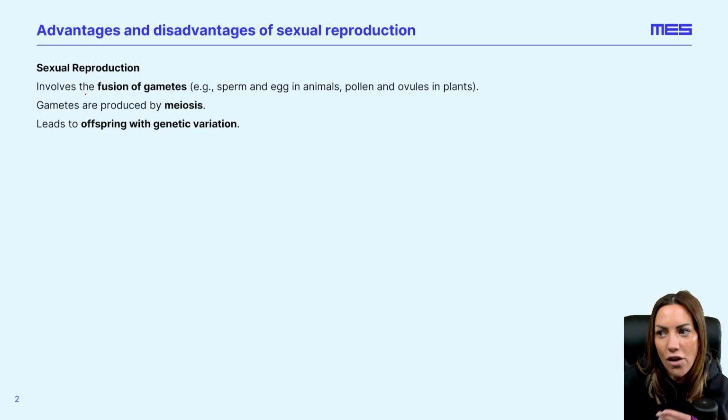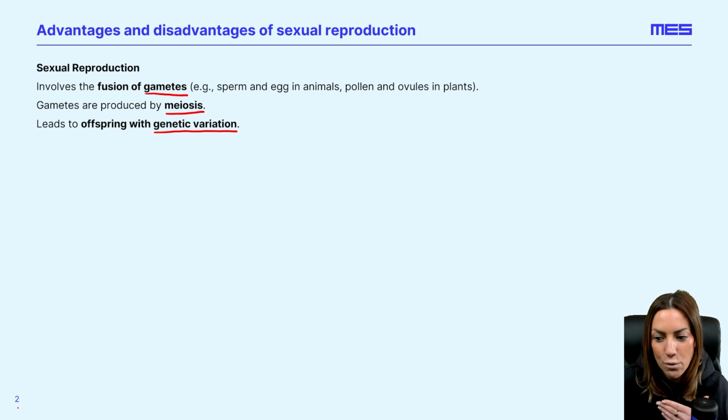Sexual reproduction obviously involves the fusion of gametes. So for example, the sperm fusing with the egg cell in animals, or the male gamete, which is pollen in plants, fusing with the egg cell or the ovule in plants. So obviously it involves two parents, it involves gametes and fertilization. We know that gametes are made by meiosis, so gametes will all be genetically different to each other. So sexual reproduction leads to genetic variation in the offspring.